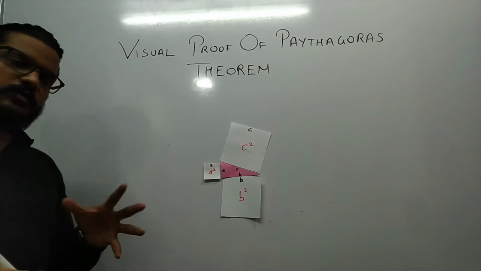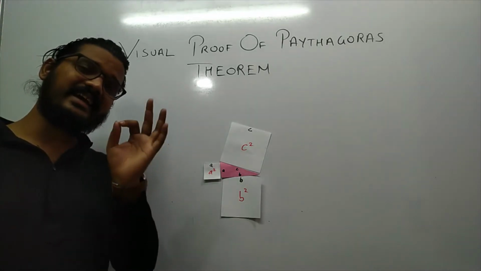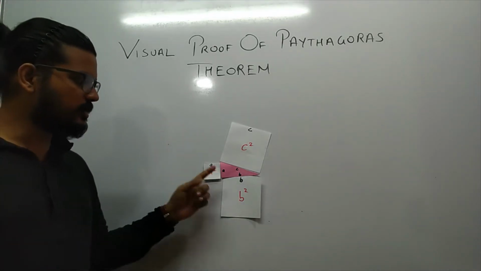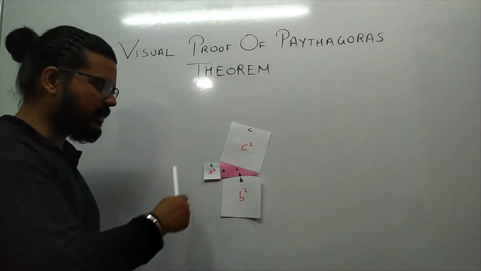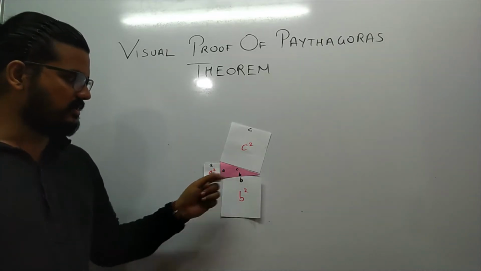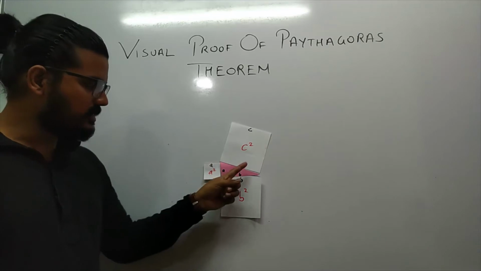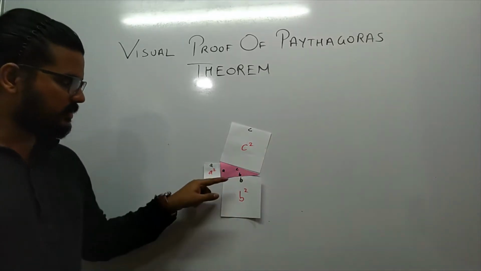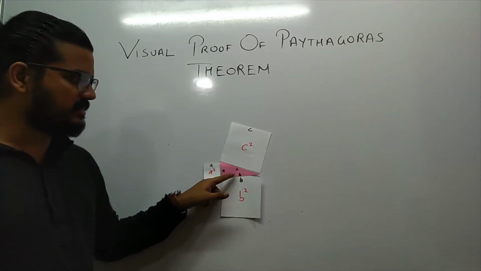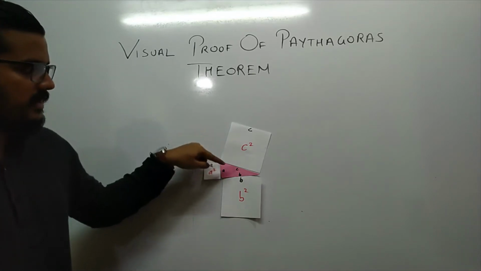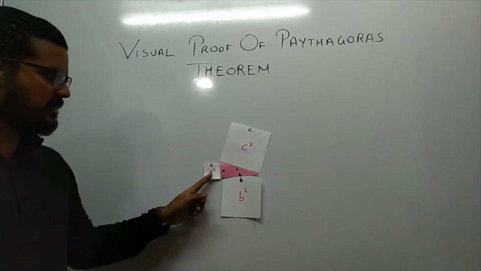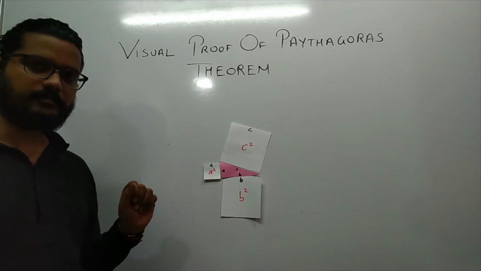Now to do that, what do we require? We require four exact same triangles. Those have to be right angle triangles. I have created one having sides A, B and C. And equal to those sides I have created squares. So this square has exact length as side B, this square has exact length as side C, and this square has exact length as side A.